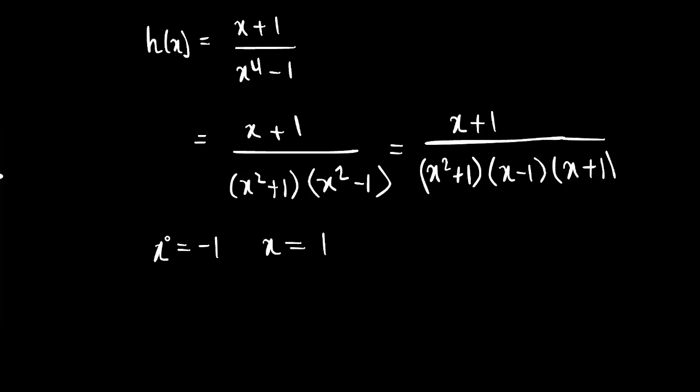So now what type of discontinuities are each of these? Well, we can see that our x plus 1 can be canceled out. And so that means that we get a hole at x equals negative 1, and this x equals positive 1 will be our vertical asymptote. So we have a vertical asymptote at x equals 1.